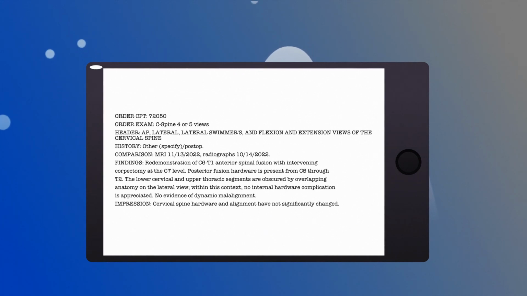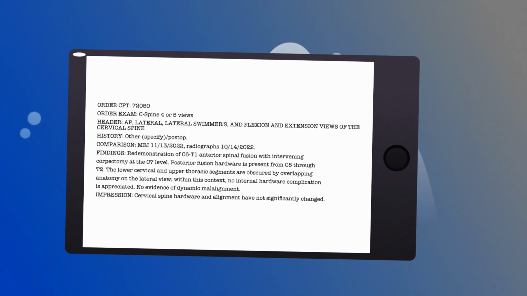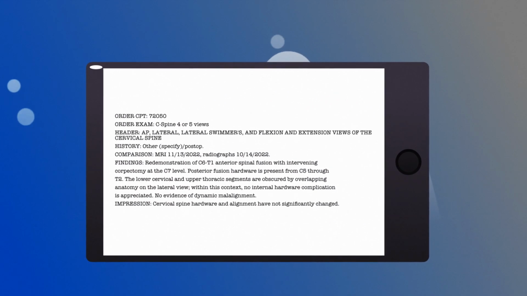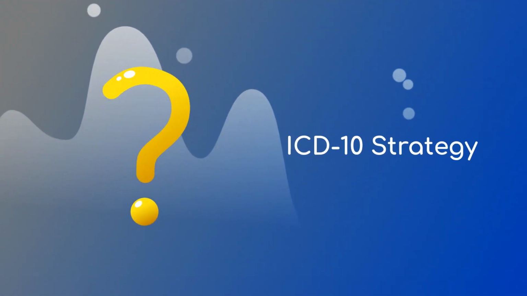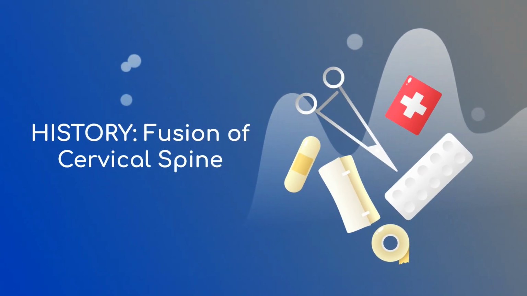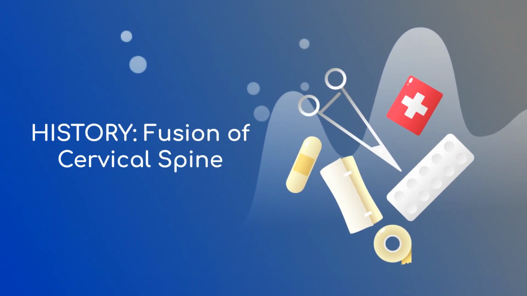Let's count the views documented in the header. AP, lateral swimmers, flexion, extension, that totals 5 views. This supports CPT code 72050, radiologic examination of the cervical spine, 4 or 5 views. This is a post-operative follow-up with no acute findings. The imaging is being done to assess the status of surgical hardware and spinal alignment.